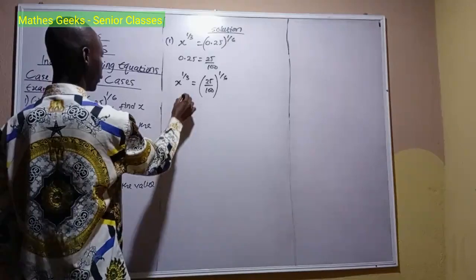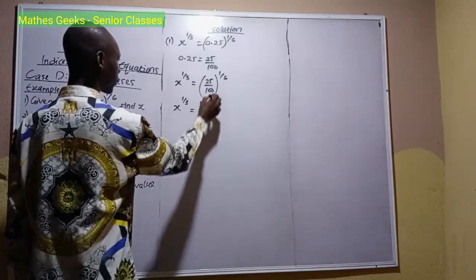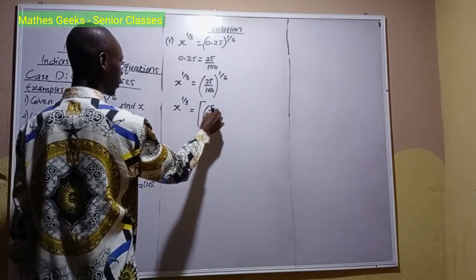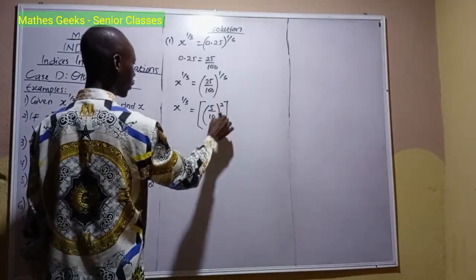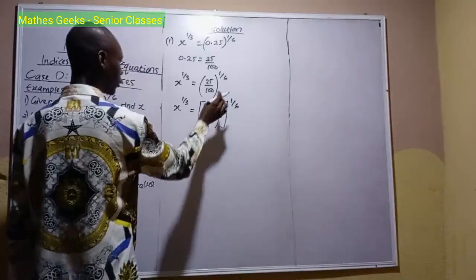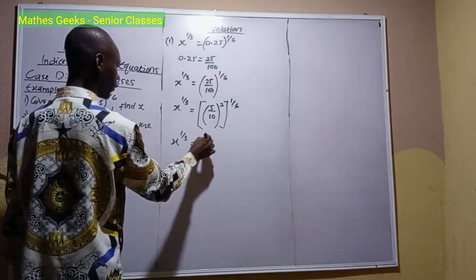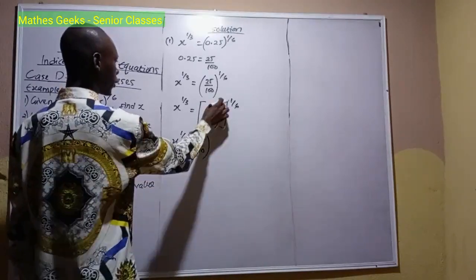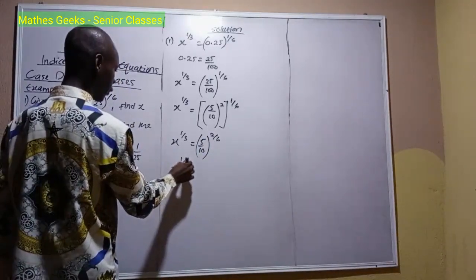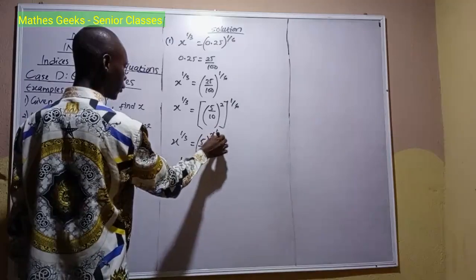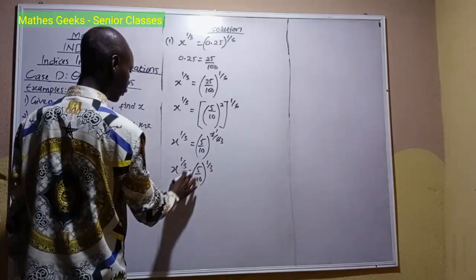Now 25 over 100 is equal to 5 over 10 raised to the power 2, and then 1 over 6. So 2 times 1 over 6 is equal to 2 over 6, which is 1 over 3. So x raised to 1 over 3 is equal to 5 over 10 raised to 1 over 3.